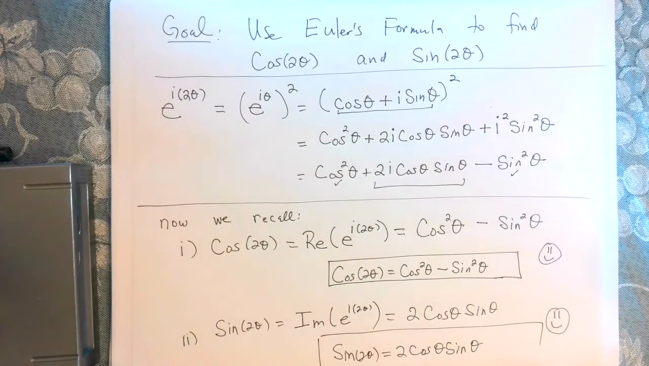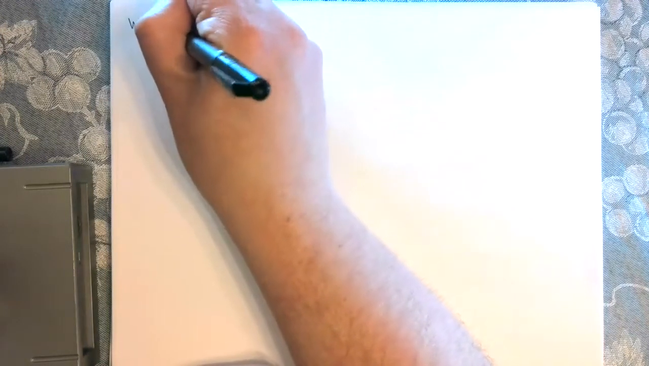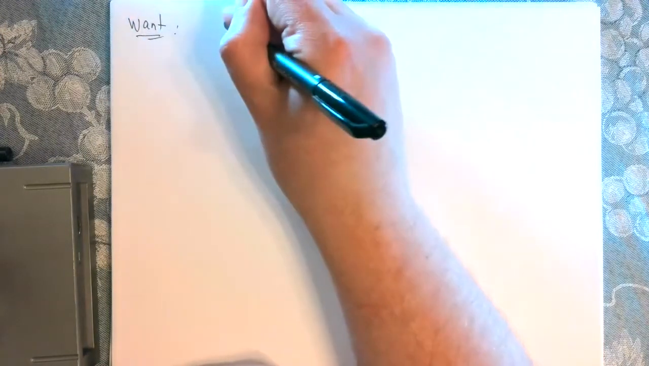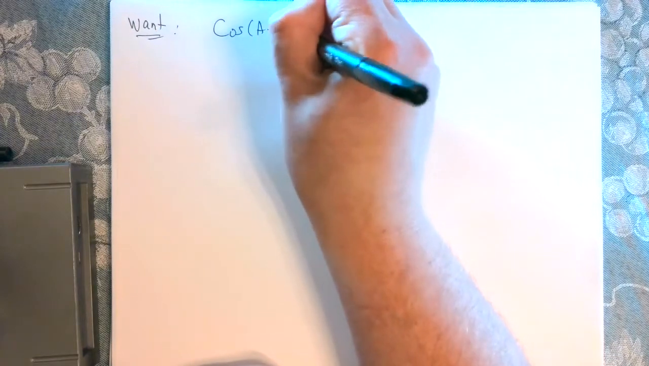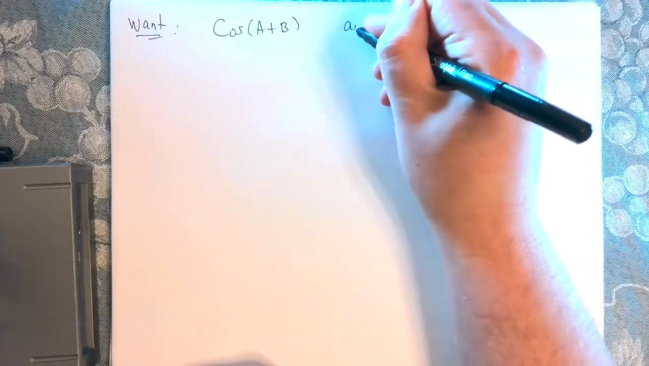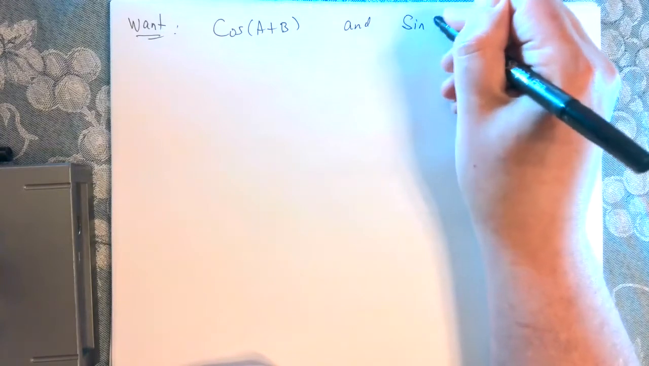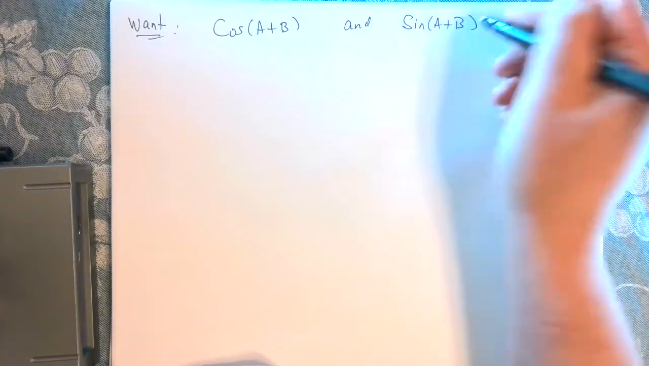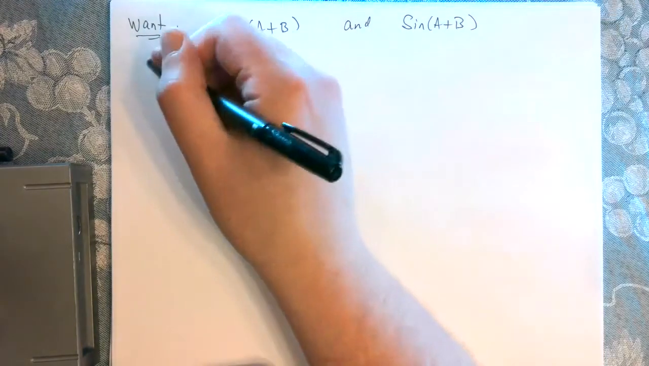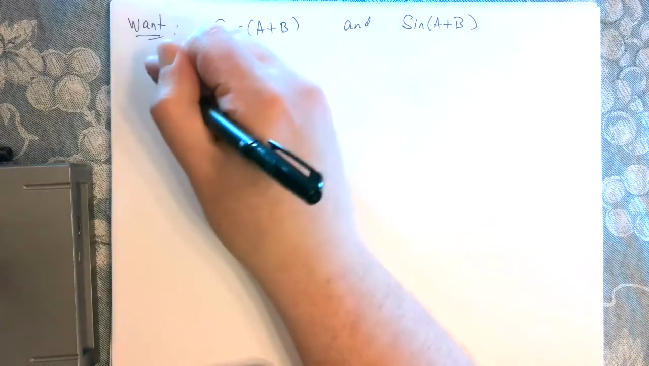Okay, so say, for example, now that you wanted the sum of angles formulas for sine and cosine. So now we want, let's say we want the cosine of a plus b and the sine of a plus b. So again, we're going to use Euler's formula.